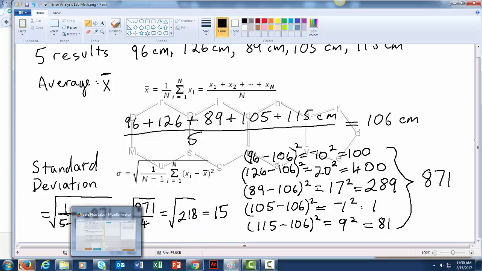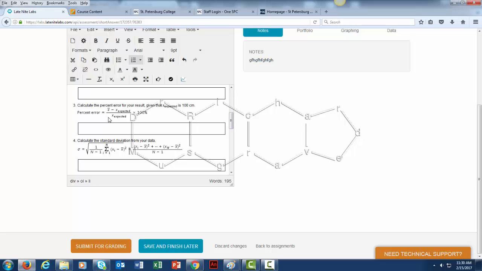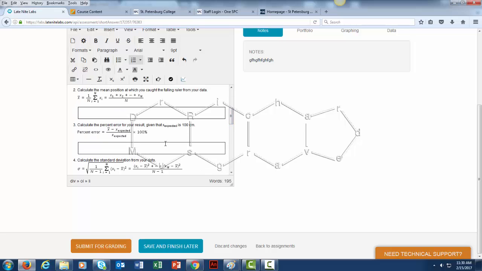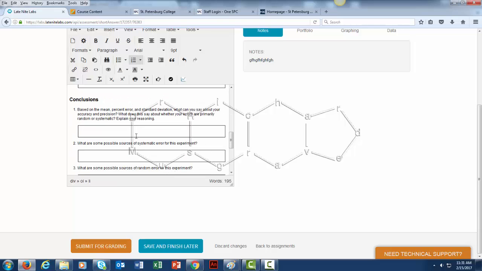So going back to the report here, you've also got this percent error. The expected value is 100 centimeters because you're trying to stop it when it gets to 100. The x bar is the average, which we already calculated, and I think you can handle that. If it was 106, just like I calculated, it'd be 106 minus 100 divided by 100, and then you multiply that by 100%. That gives you your percent error. I don't think that's too bad because you've already got the average, so this is a fairly easy one to do. The standard deviation we talked about. And these are the conclusions.